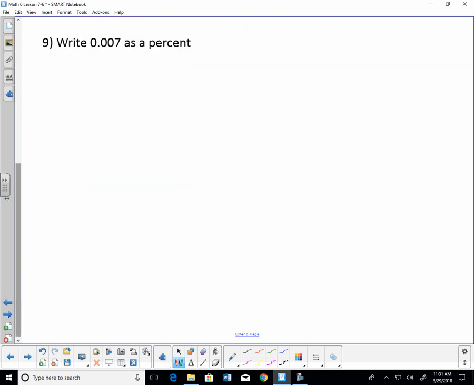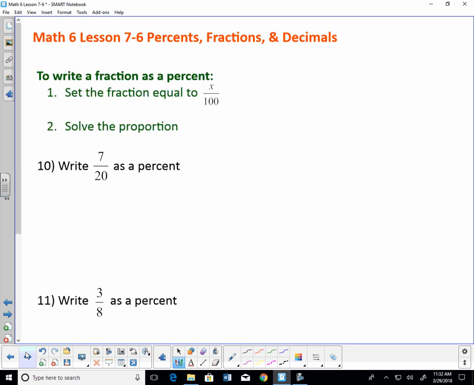0.007 as a percent. I move the decimal point 2 places to the right, I get 0.7%. It's a very small percentage. Being able to convert between fractions, decimals, and percents is really, really important because many of the things that you do in mathematics require you to change from one form to another.